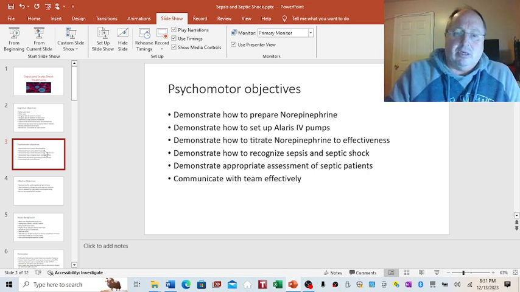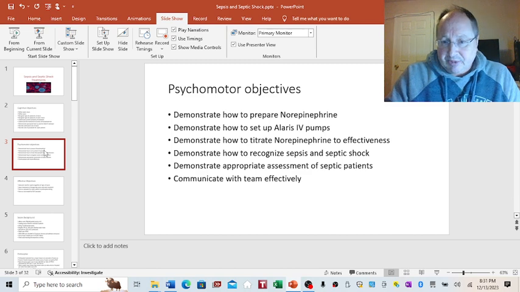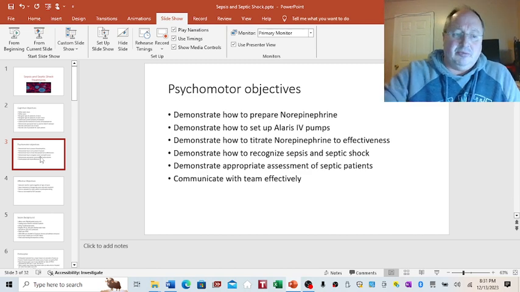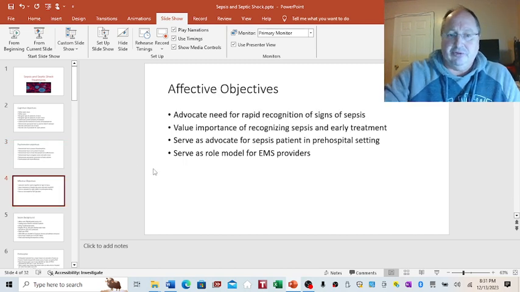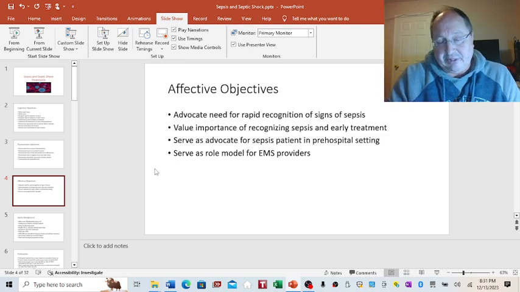Demonstrate how to recognize sepsis and septic shock, the appropriate assessment for these patients, and be able to communicate with your partner and whoever. Big thing with this is to communicate with the hospitals too.